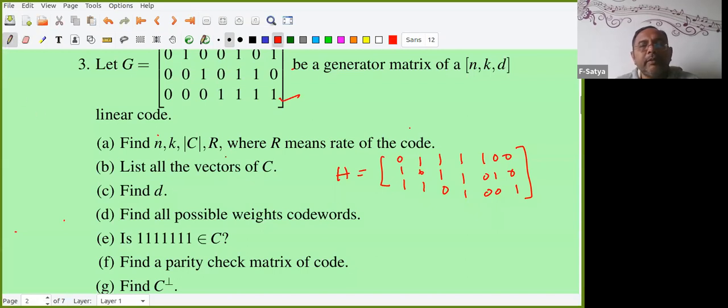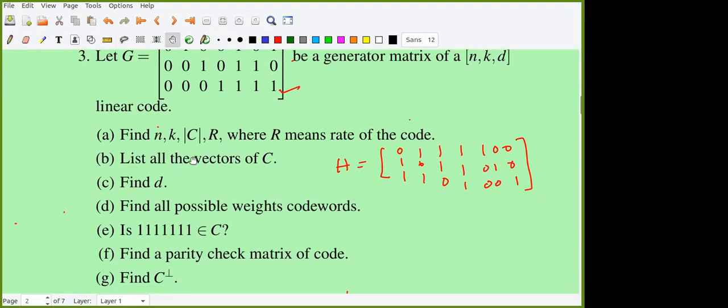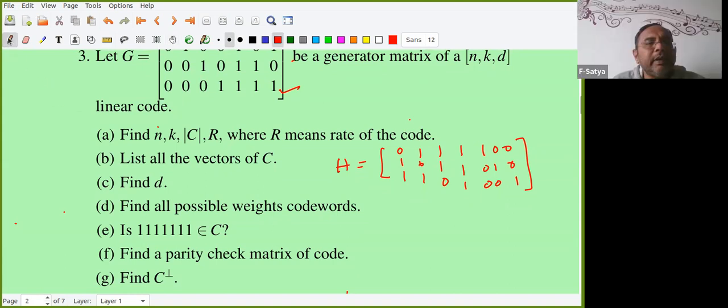Yes, 8. 8, correct, 100%. Because now this is my G, so the size of this matrix is 3 by 7. So 2 power 3, 2 power K. Okay, now I'm calling it K instead of N minus K.